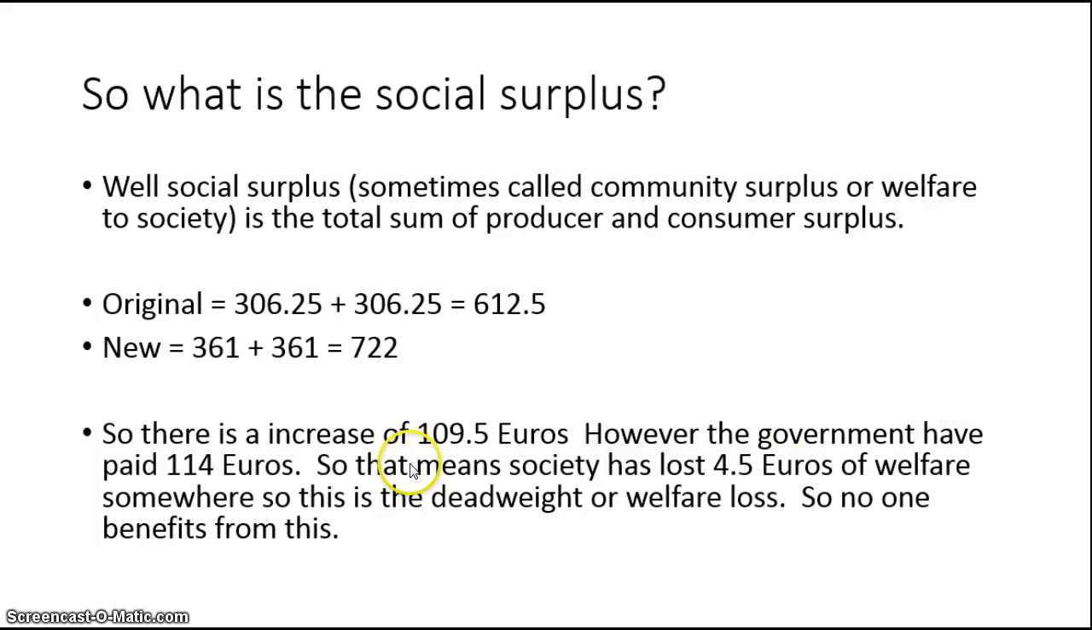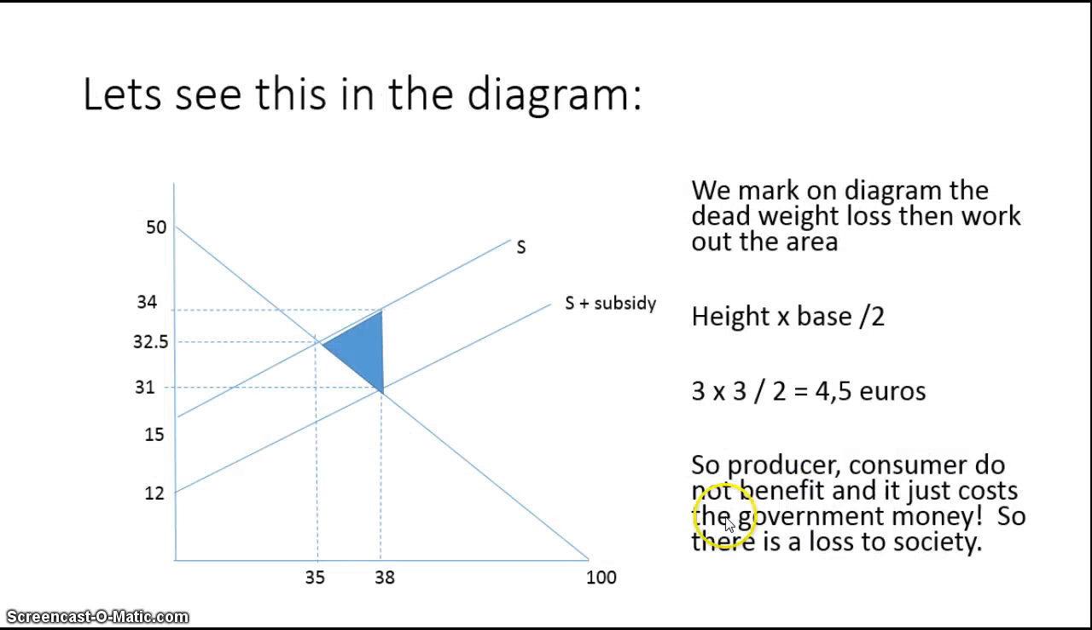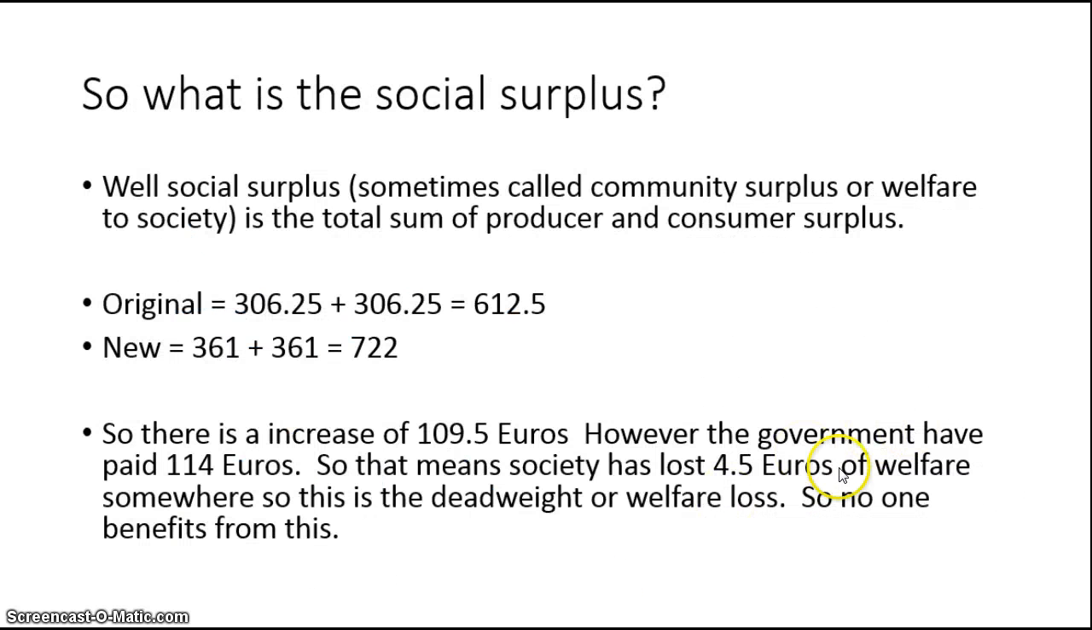However, the government has paid for this subsidy, and they've paid 114 euros, which is more than the extra benefit that society got in terms of welfare. So therefore, there's 4.5 euros that have gone missing somewhere that no one's benefiting from. Consumers aren't benefiting from it. The producers aren't benefiting from it. The government's not benefiting from it. So there's a welfare loss of 4.5 euros.